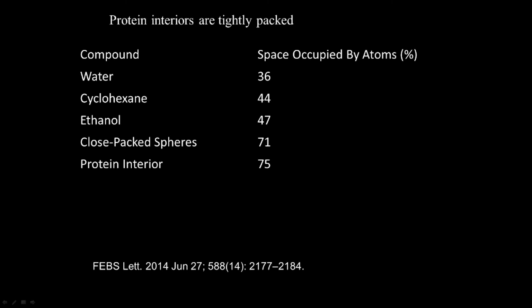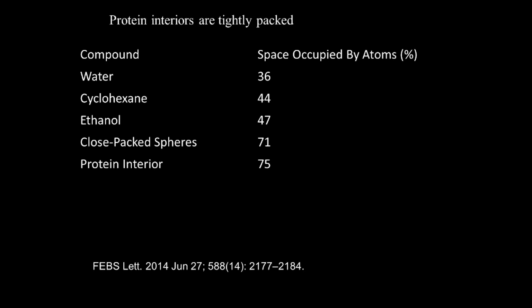Now, if you look at proteins, their interiors are tightly packed. If you take water, 36%, cyclohexane 44%, ethanol 47%, close-packed spheres 71%, protein interior is 75%. That means proteins are very tightly packed interiorly, so the ligands do not actually penetrate and bind. Generally they go up to some active sites, mostly on the surface, or in the cleft or gap between two proteins and so on.